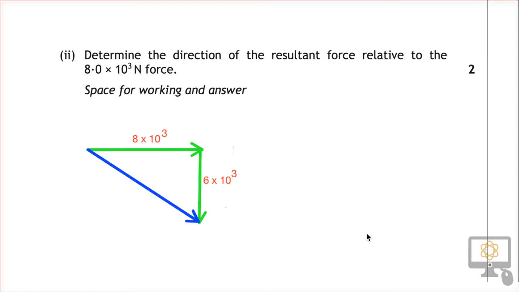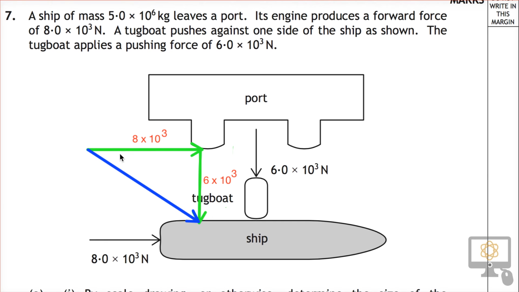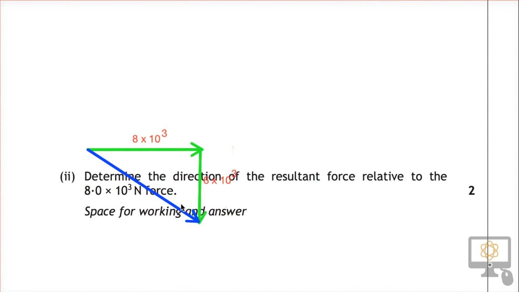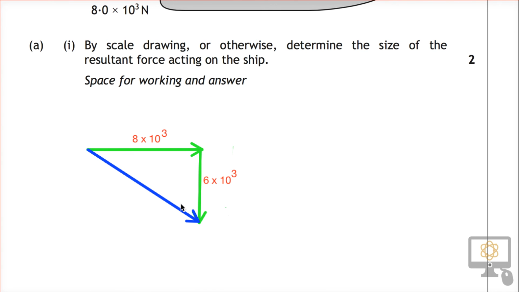again, just to remind ourselves of what's going on. We had the 8 times 10 to the 3 Newton force going along this way. That's the force due to the engine. And we have the 6 times 10 to the 3 Newton force downwards due to the tugboat. If we look back at the diagram, that is a correct drawing of those two forces drawn to find the resultant force, which is this blue line here, which is the 10 times 10 to the 3 Newton force that was determined in question A part 1.